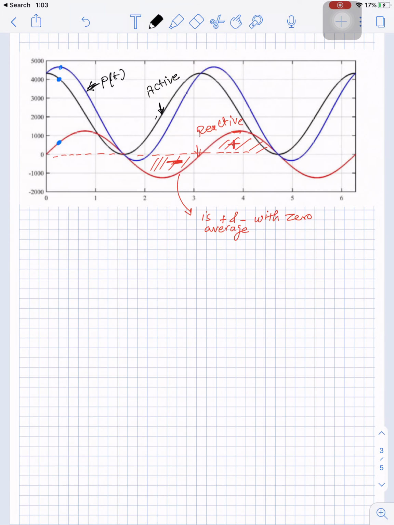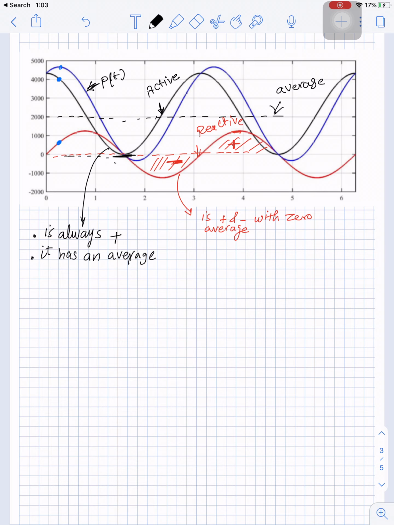The active component here is always positive. As you can see, it's always more than zero. Also, it has an average. Its average is not zero. So there is an average here.